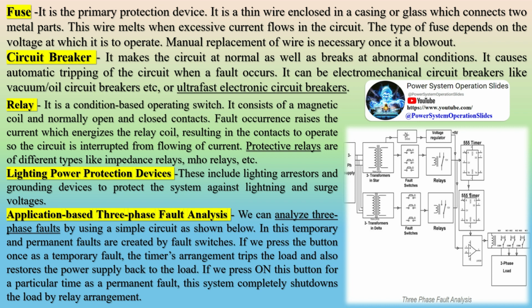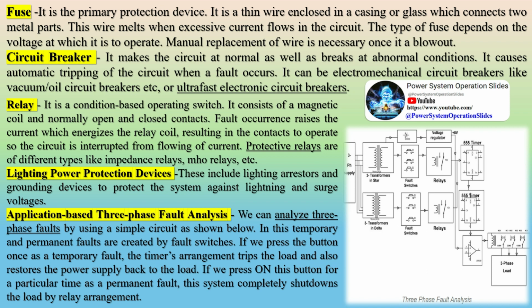Circuit breaker. It makes the circuit at normal as well as breaks at abnormal conditions. It causes automatic tripping of the circuit when a fault occurs. It can be electromechanical circuit breakers like vacuum, oil circuit breakers, etc., or ultra-fast electronic circuit breakers.